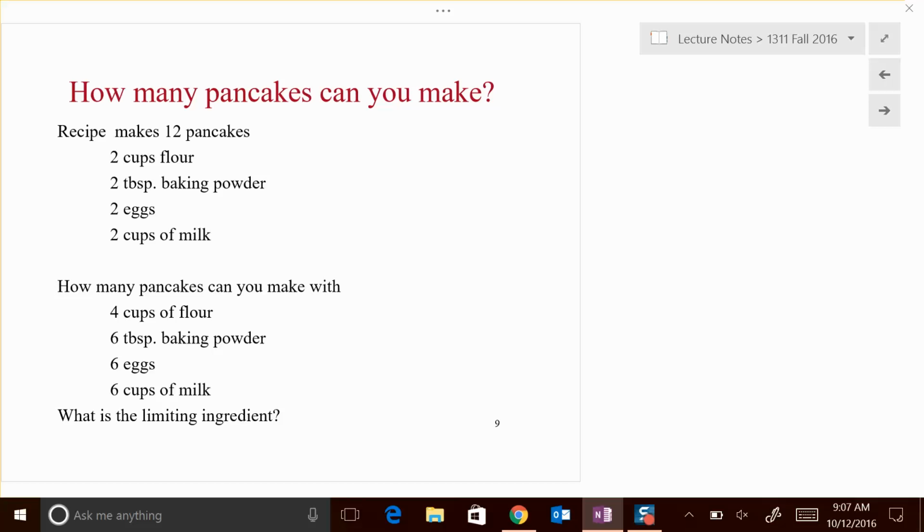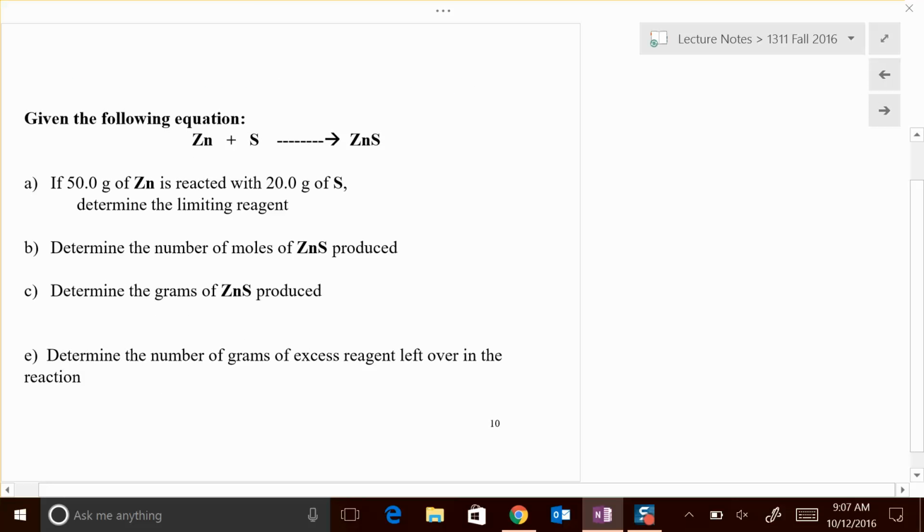Okay? It's the same idea with this chemistry stoichiometry stuff that we're doing. Whatever thing is in the least amount, not in gram amounts, but whichever thing runs out first in the reaction, will determine how much product you can make. Okay?